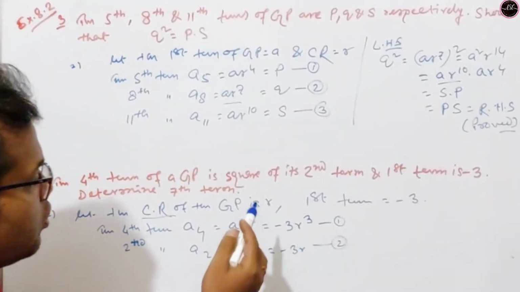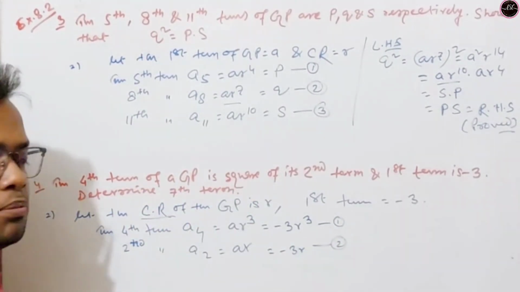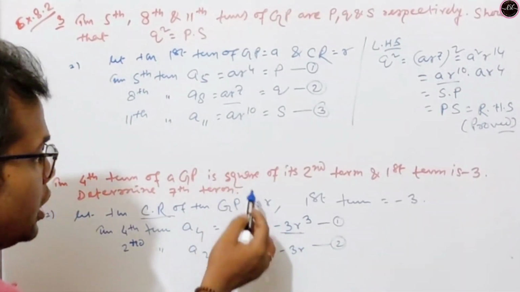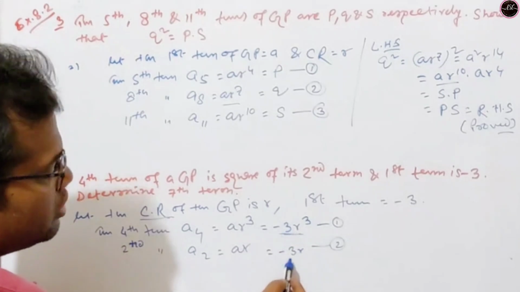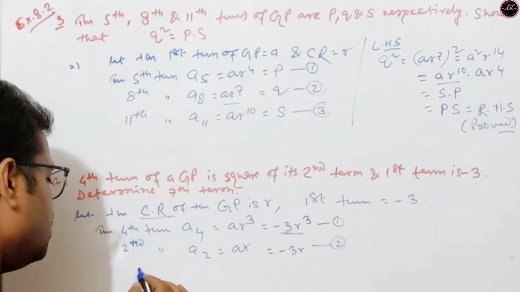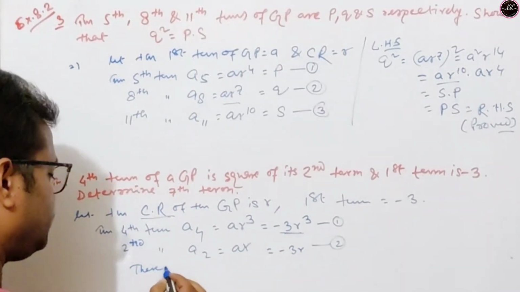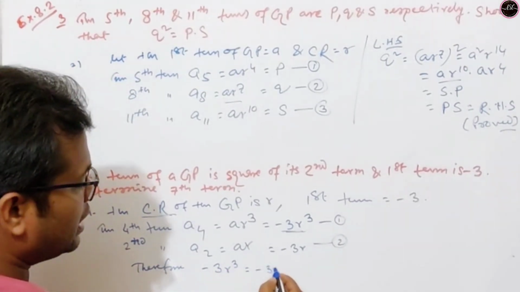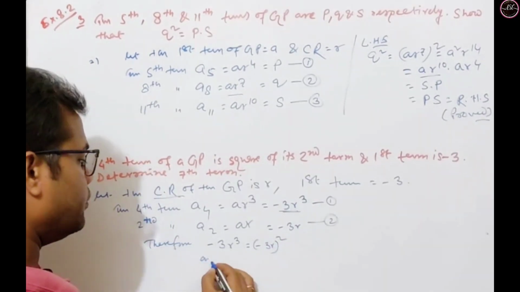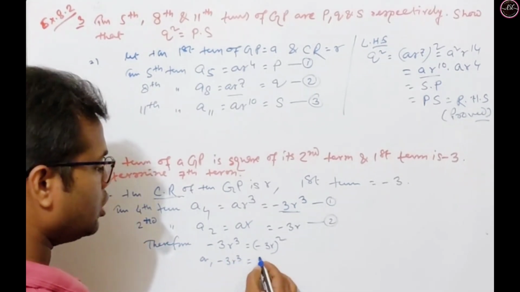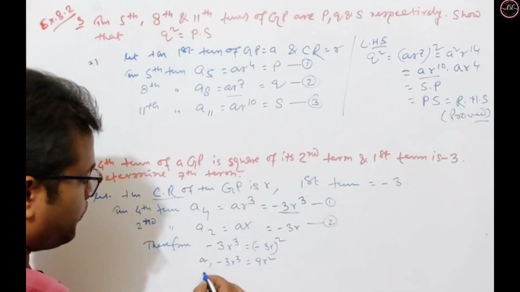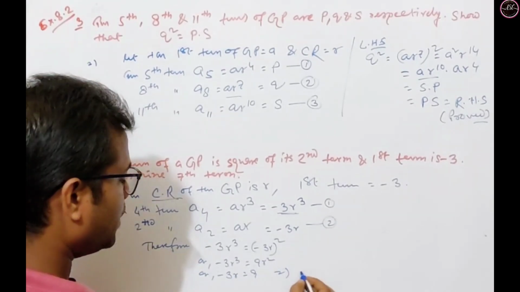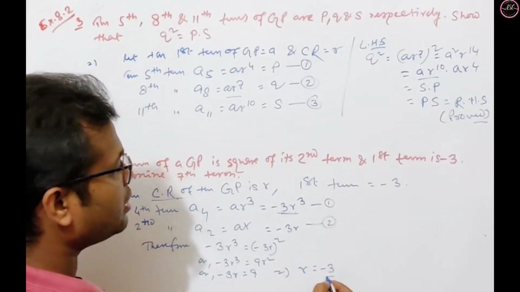Now here in question, the fourth term is the square of the second term. That means this term is equal to the square of this. So therefore, -3r³ = (-3r)², or -3r³ = 9r², okay. So -3r = 9, which implies that r = -3, okay.